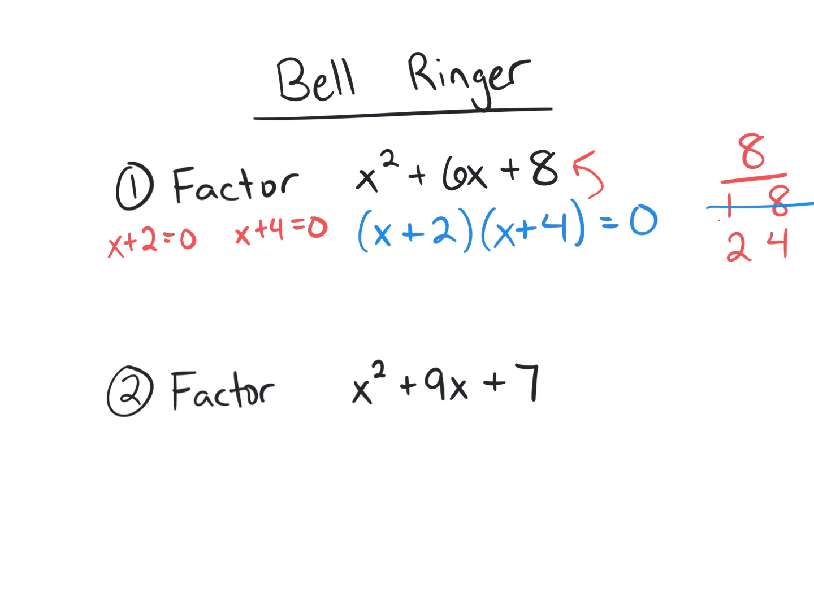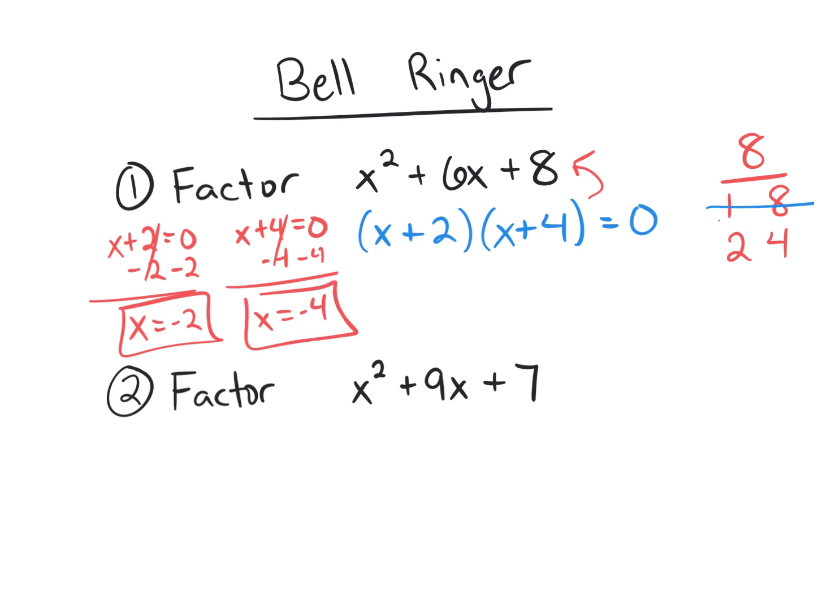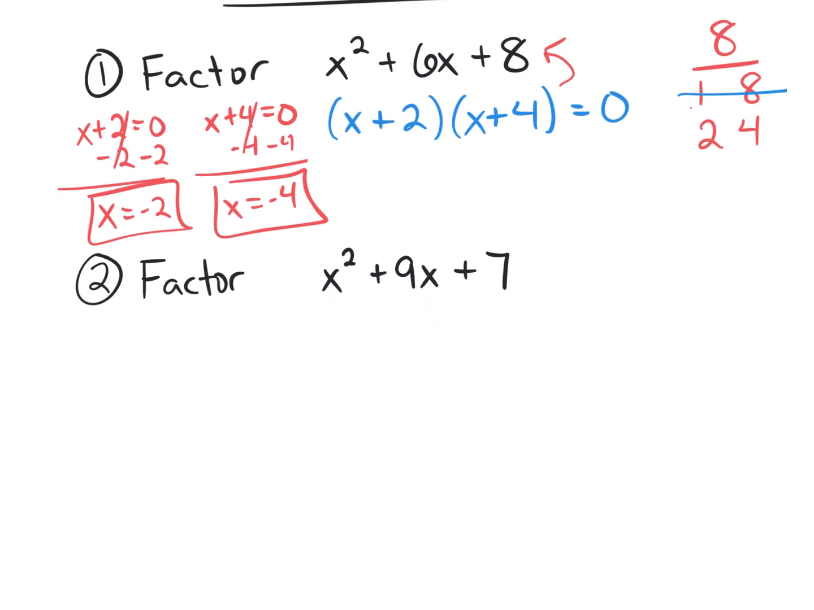So now I just solve both of those separately. How do I solve that left side? Subtract 2. So I have x equals negative 2. And then how do I solve the right side? Subtract 4. So I have x equals negative 4. How many answers should you have for all of these? 2.